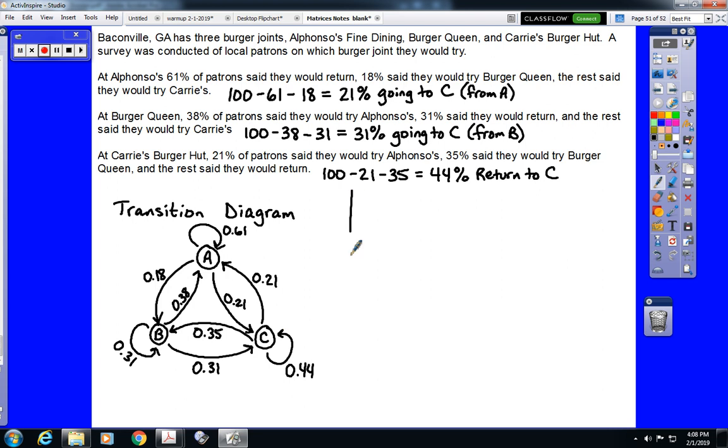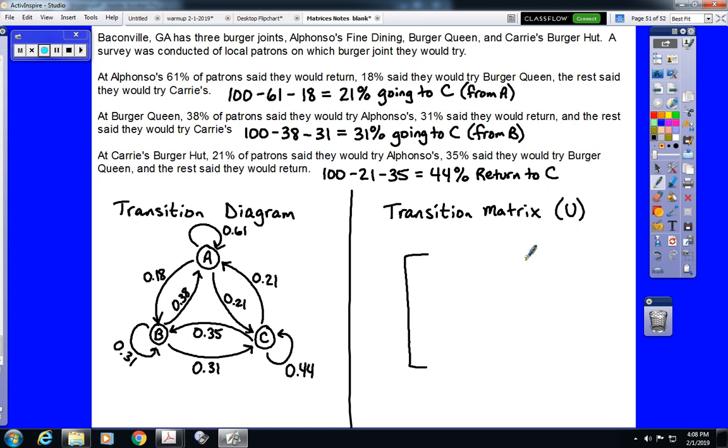Now that same data can be shown in a matrix. This matrix is called a transition matrix. We've discussed this already. And we're going to use the letter U to represent that matrix. Now in this case, this is a 3-state transition matrix, meaning this will be a 3x3 matrix. We'll have 3 rows representing what company we are starting at, and 3 columns representing where we're going to end up. So we're going to take that same data and put it into this graph.